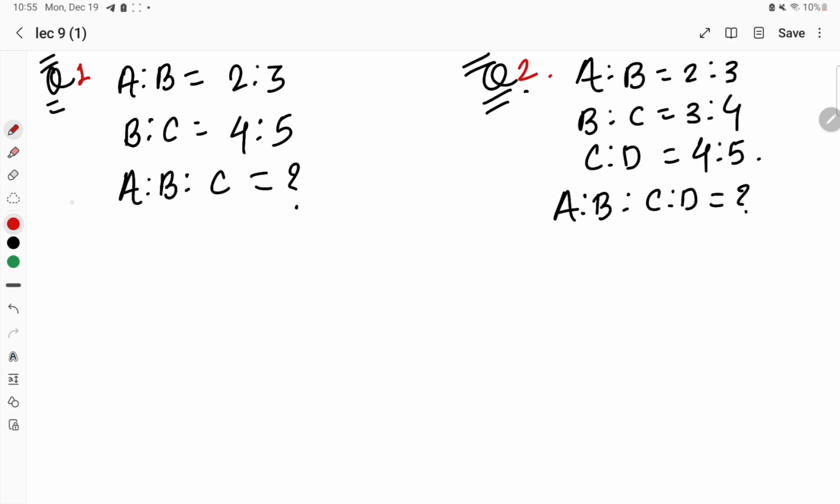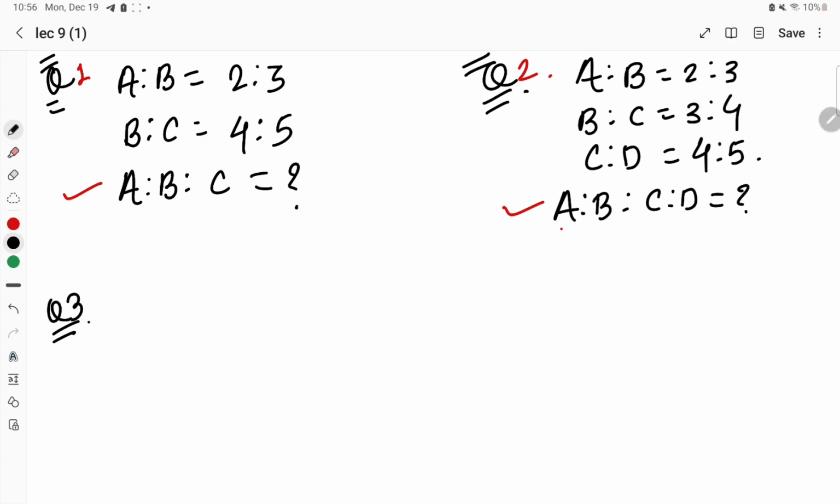Do not panic. This was the same type. This is also the same type. Only, we have to find the 4 values of A, B, C, D. Okay. Same steps you have to follow. Nothing changes over there. Okay. One more question I would like to add over here.